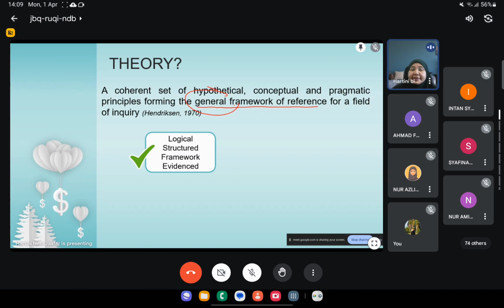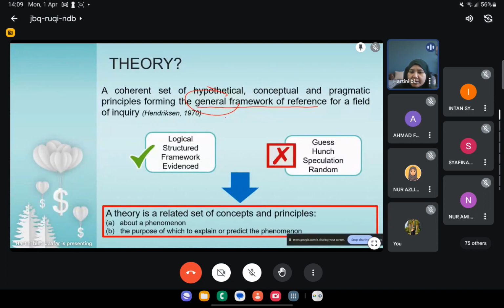This characteristic here defines the quality of a theory, which means that it must be logical, it must be systematic, it must be structured, it gives you the framework, and most importantly, it must be evidence-based. So supported by evidence, and as I said before, in most cases it is supported by scientific evidence. So what are theories not? It is not a guess, something that you made out of the blue. It's not a hunch, not a speculation. It's not just something random.